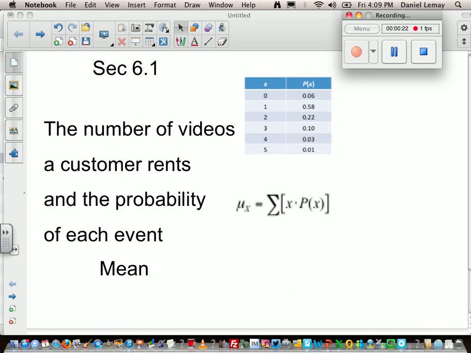So, a couple of things. All of these probabilities are between 0 and 1, and none of them are negative, so that's another thing that lets me know this is a discrete probability distribution, or a probability distribution of a discrete random variable. And the other aspect is they have to have a sum of 1, and if we add these up, we should get a sum of 1.